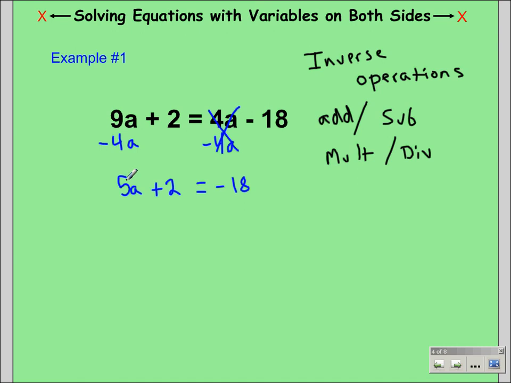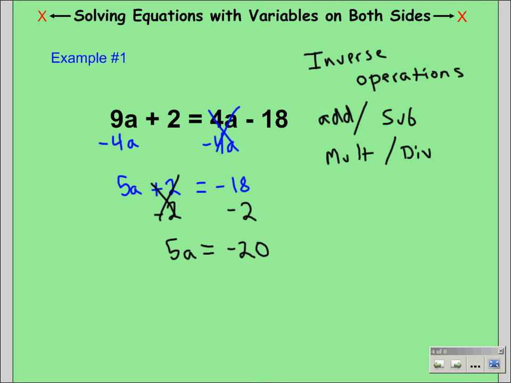Because we have all of our a's on the left side, we're going to move our 2, which is positive 2, to the right side of our equation. By using our inverse operations, the inverse of positive 2 would be negative 2. Canceling out our 2, we're left with 5a on the left side. Negative 18 minus 2 more will give us negative 20.